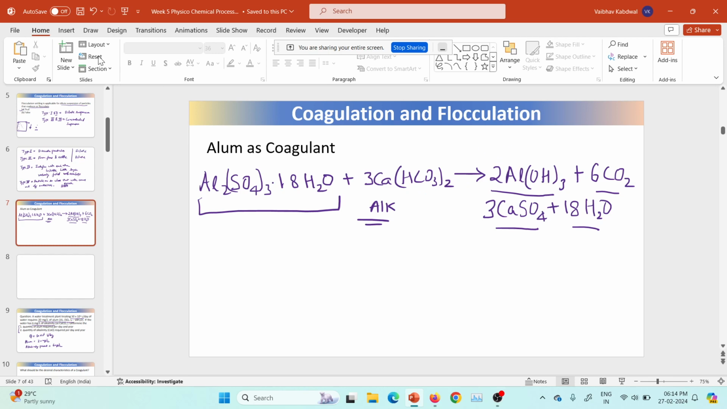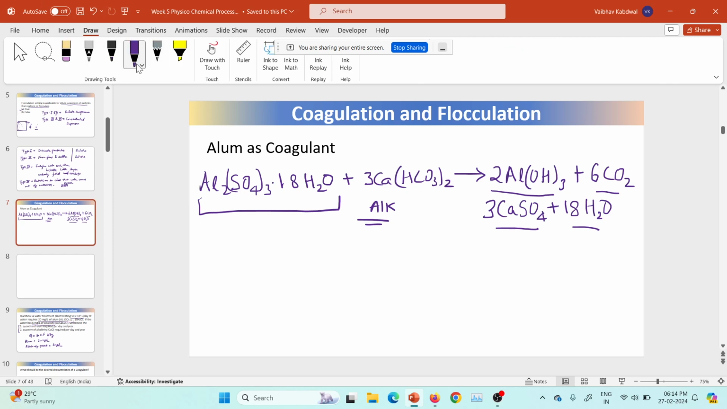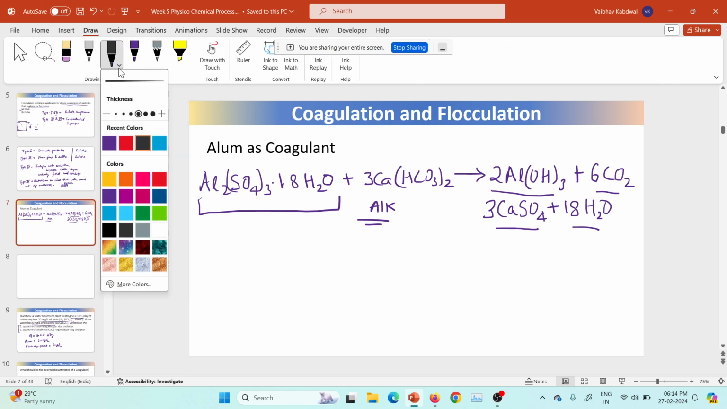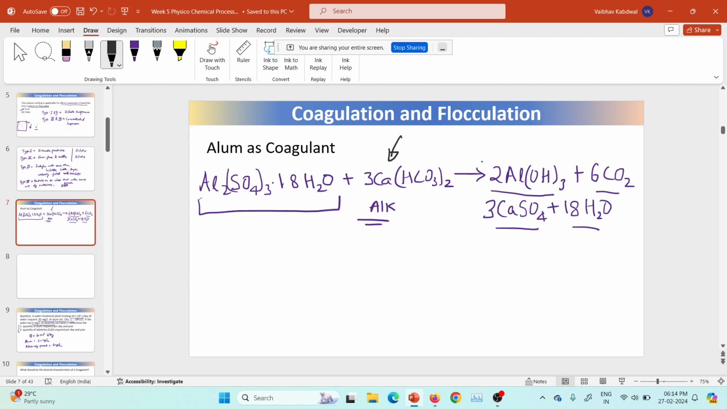So our main concern is to know about these two things, alkalinity and this, which is called sludge. So this precipitate, AlOH3, will get precipitated and form sludge. So first we'll consider alum. Let's find out the molecular weight of these things. Let's take alum.